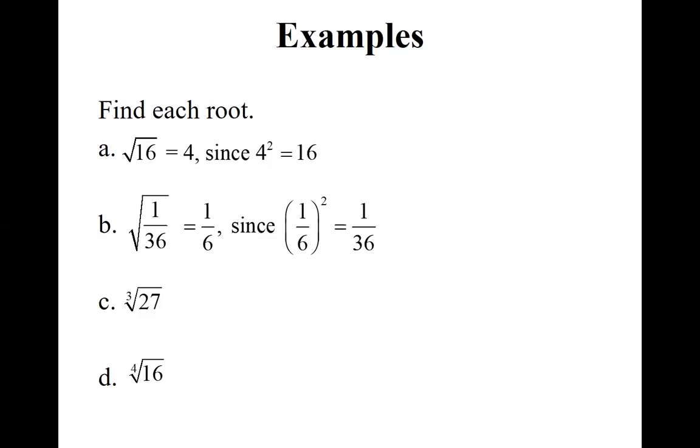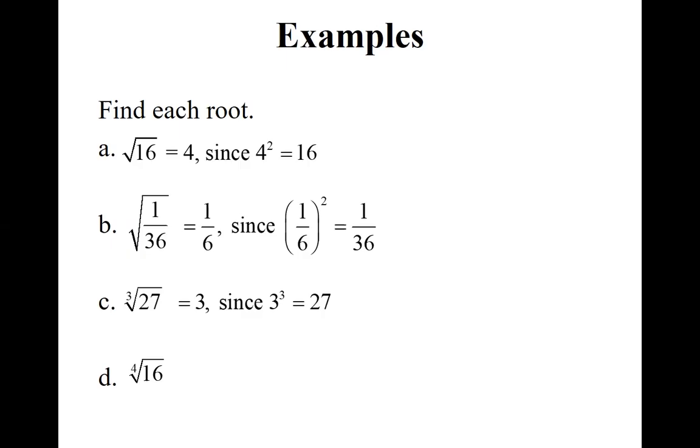Now C wants a cube root of 27. This would be a number times itself a total of 3 times equaling 27. That number is 3 because 3 times 3 is 9 times 3 is 27. 3 cubed is 27.